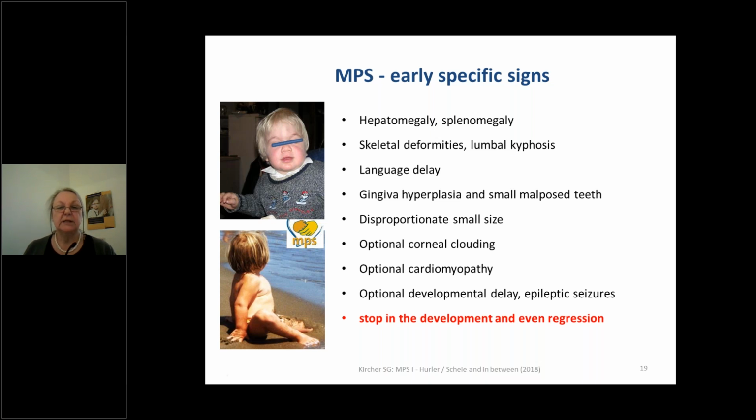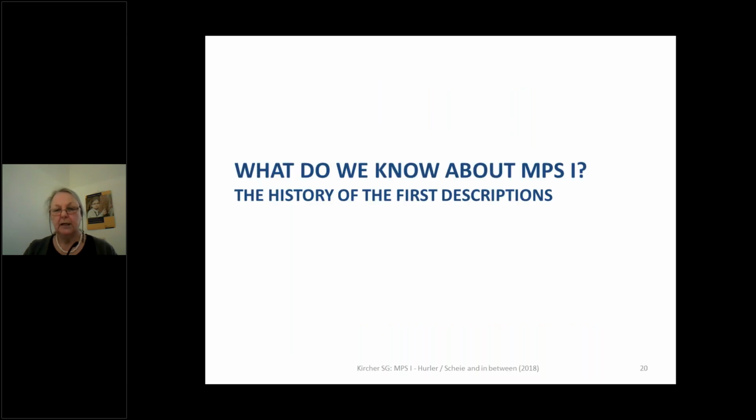Sometimes you have a language delay or hypoplasia of the gingiva with small teeth, disproportionate small size you can have, sometimes corneal clouding or cardiomyopathy, or sometimes a development delay. In some of the cases of MPS types, you have really a stop in the development and even regression. What do we know about MPS I?